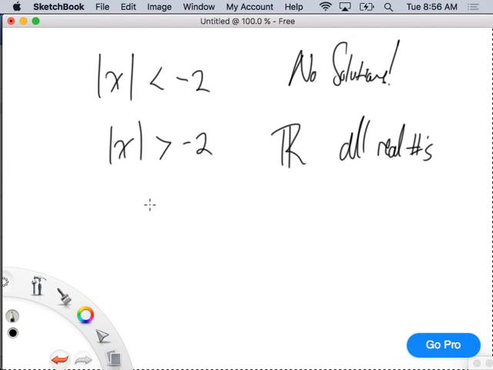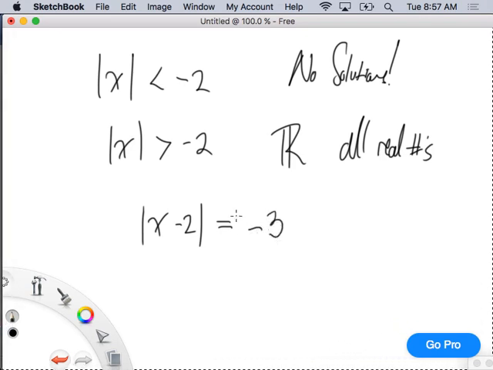Okay, and the only other thing that I forgot to mention here, what if I have absolute value of x or absolute value of x minus 2 or whatever it is equals negative 3? Are there any solutions to that? No. It doesn't matter what's inside the absolute value. If I isolate the absolute value and it's equal to a negative number, that's no solutions. Got it? Is that clear to everybody?